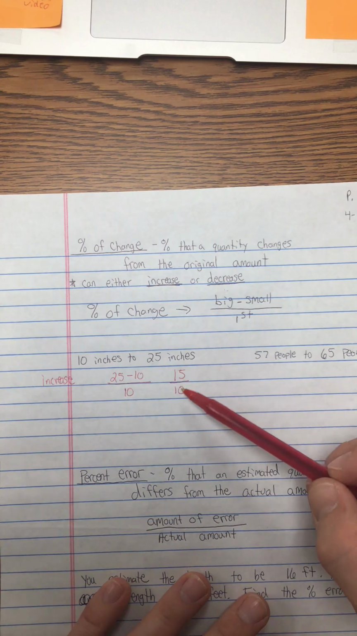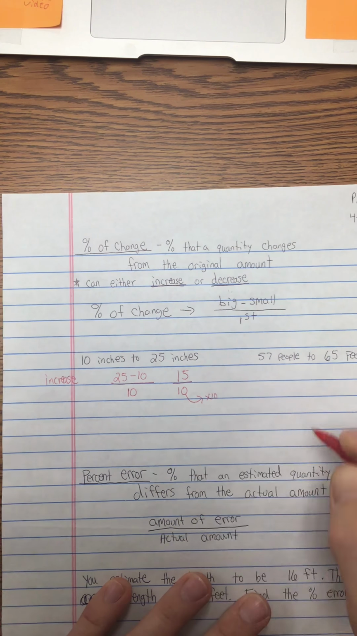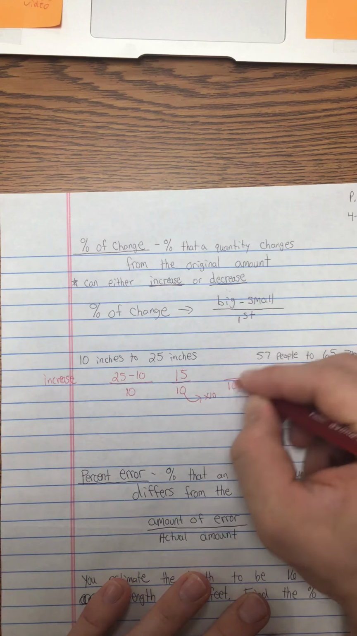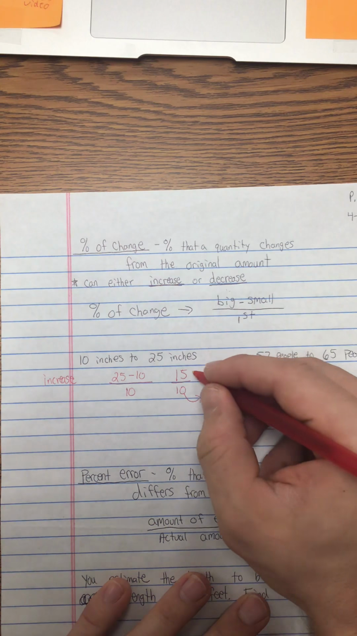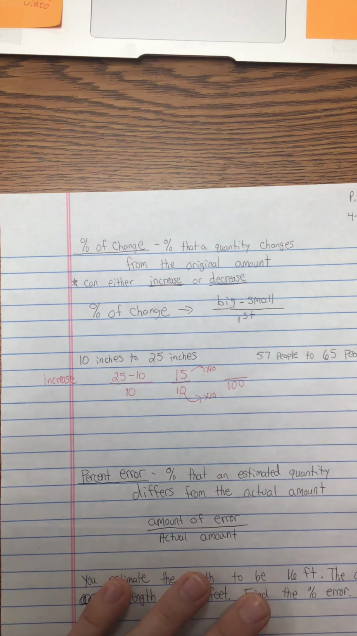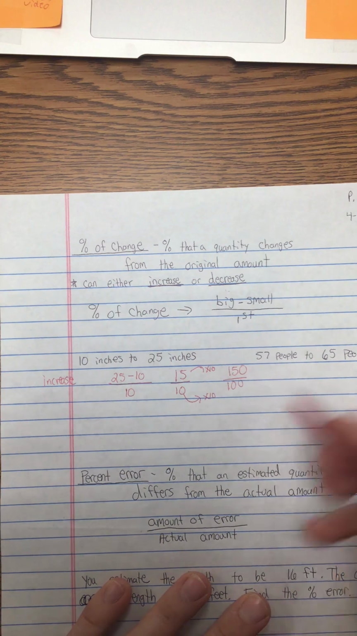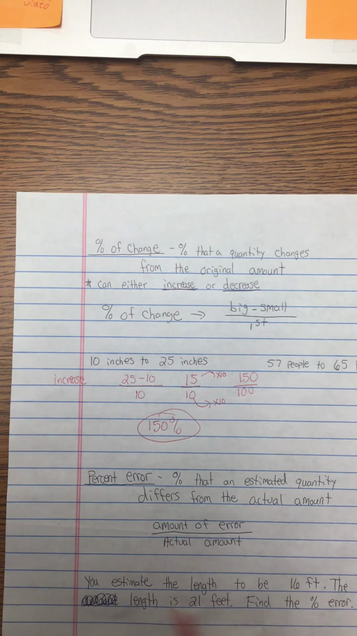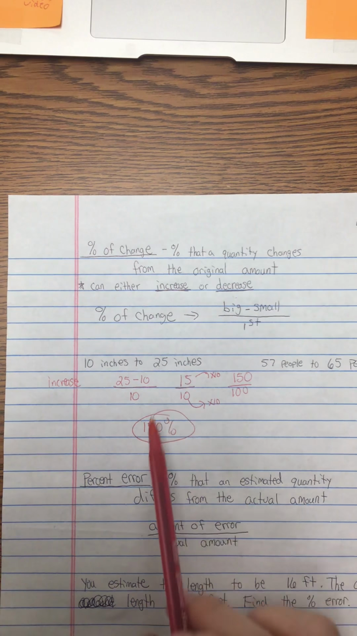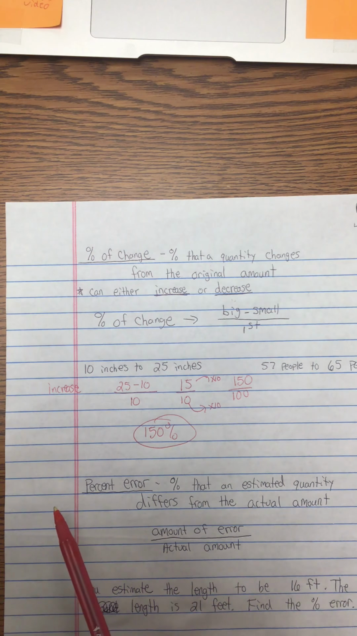I see 15 over 10. I know I can take 10 times 10 to get me 100, because that's the number we want down here, 100, when we're working with percents and fractions. So I need to also take 15 times 10, and that's going to give me 150, okay? And I know 150 over 100 is just 150%. So from 10 to 25 inches, that was a 150% increase, okay?